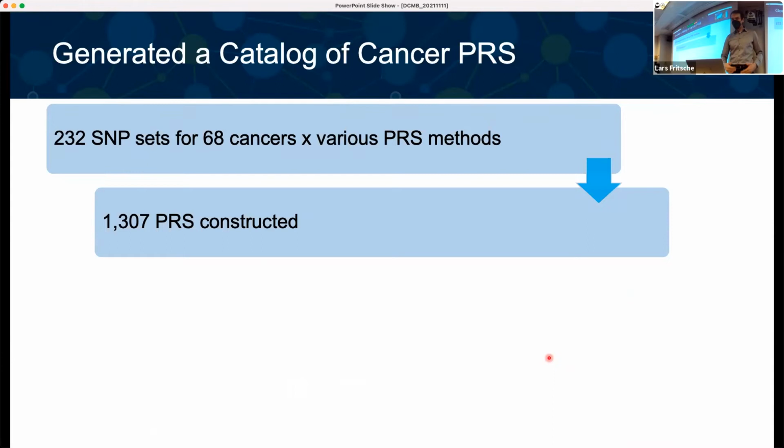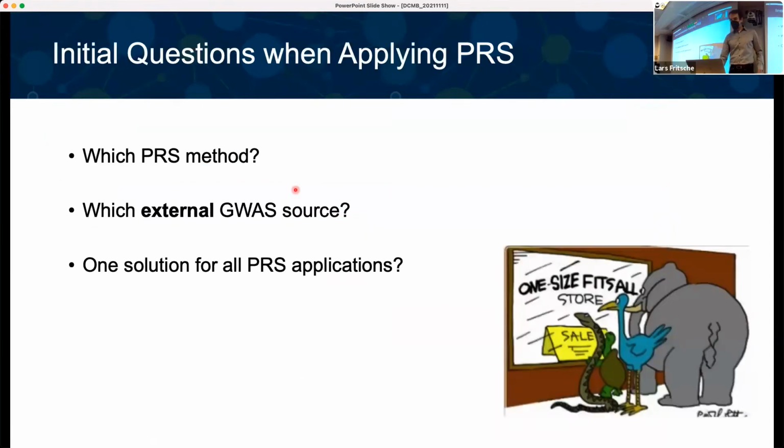As you can imagine, we generated many PRS when we combined the number of SNP sets by the different PRS methods. And also we had two biobanks, so we ended up with over 1,300 PRS that we constructed. So the questions are, of course, what is the best PRS method? What's the best external GWAS source? And is the method-GWAS combination one best solution that works for all the different applications, or does it depend on whether you want to look at risk stratification, association, or discrimination? Those are the questions that we had.